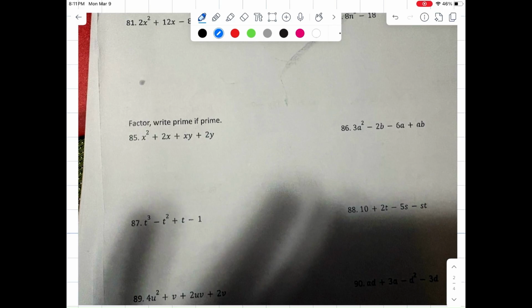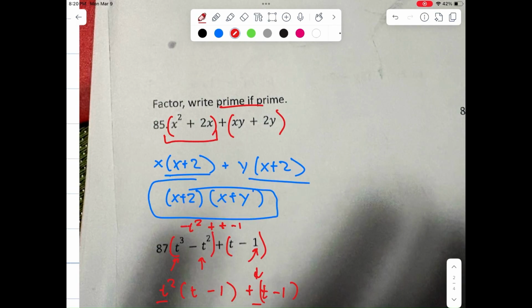All right, so I only just noticed that my recording stopped, and I did all this. So we're going to redo it real quick. So with these ones, also I don't understand what write prime if prime means. So if you could tell me what that means, if we don't get it, that'd be great. But what we're gonna do is treat these as two separate cases.